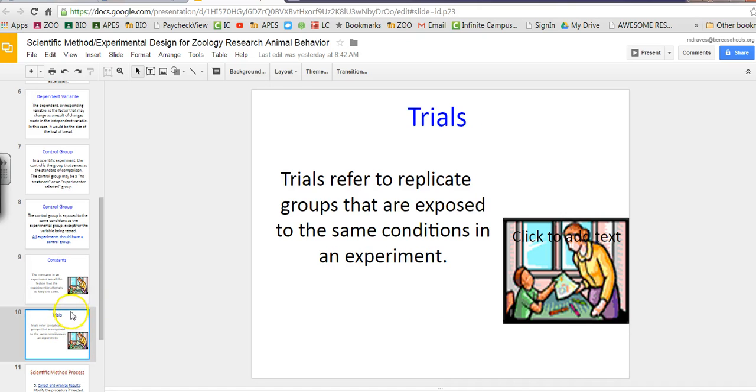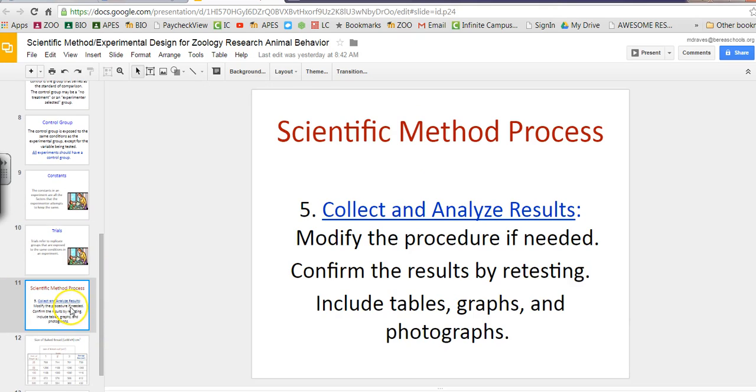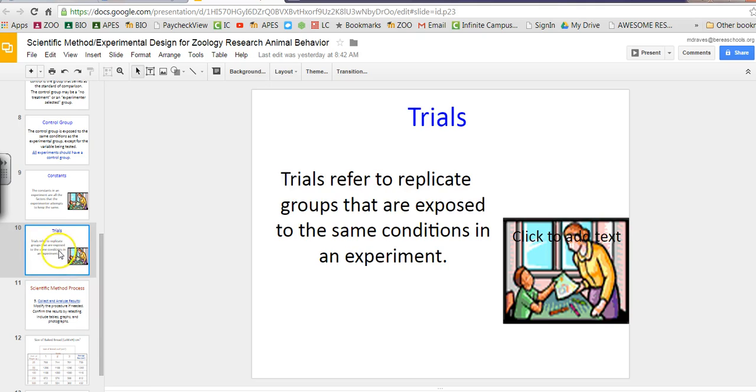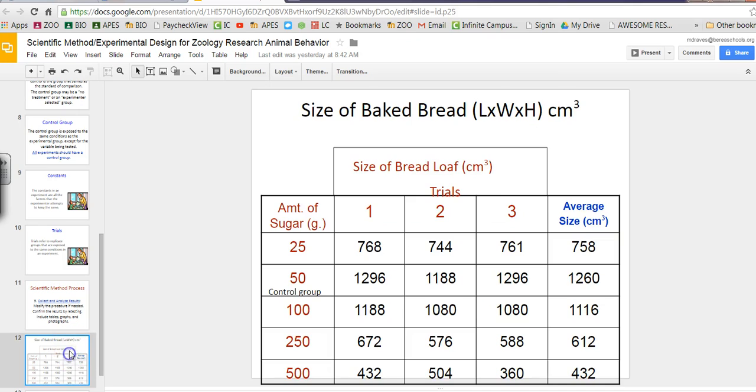The trials, you want to do more than one trial. You want to replicate it, and you want to make sure that all the conditions are the same in those trials. And usually, like for this thing that we do in zoology, I want you guys to do at least 3 trials. So that's a minimum of 3. And then once you have your trials done, you collect and analyze those results. So you should have some kind of data table, and that's information for you to draw from that you collected.